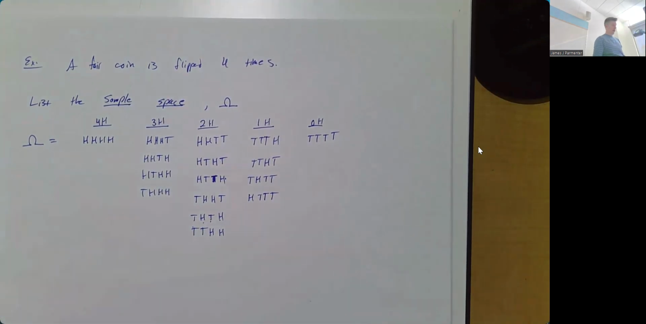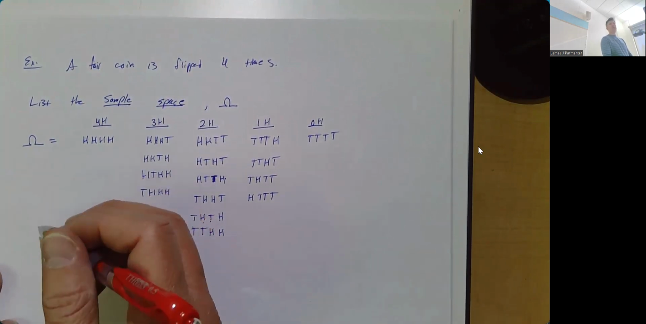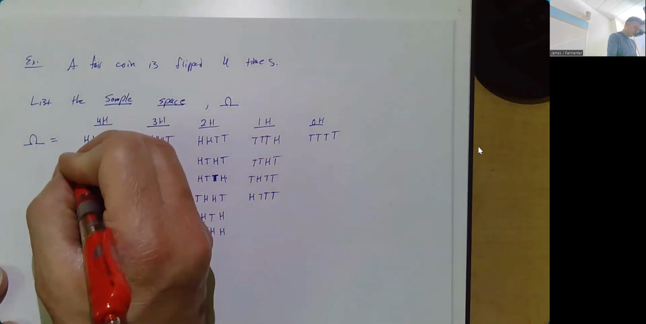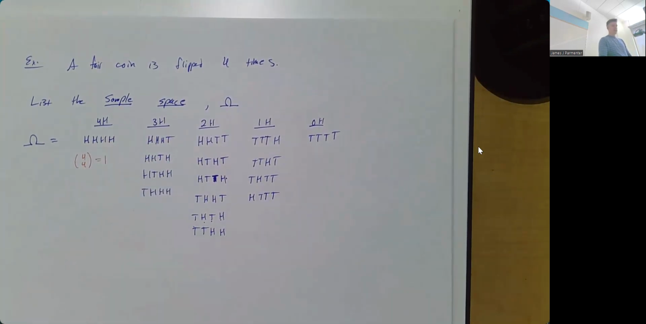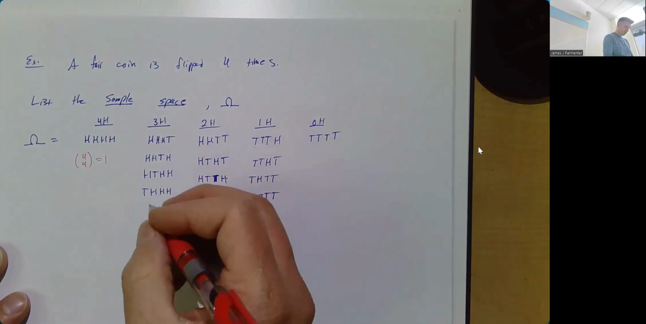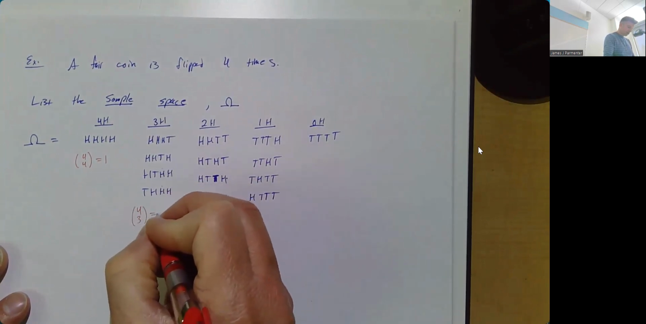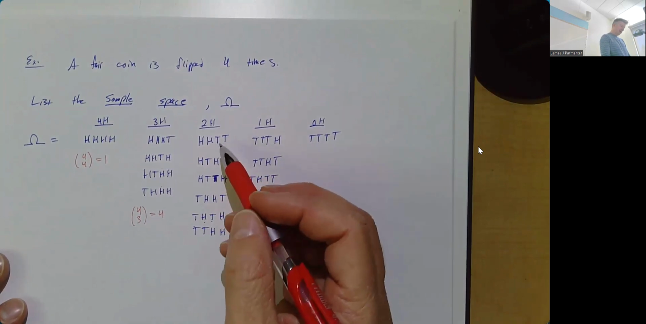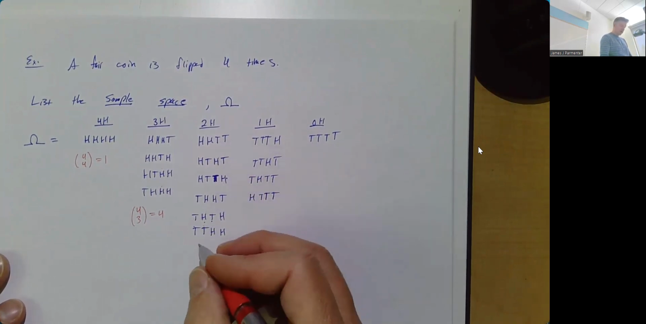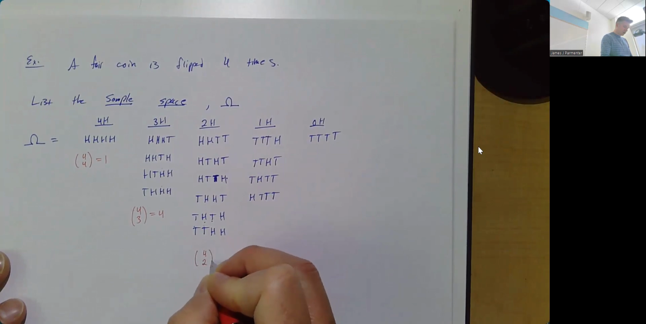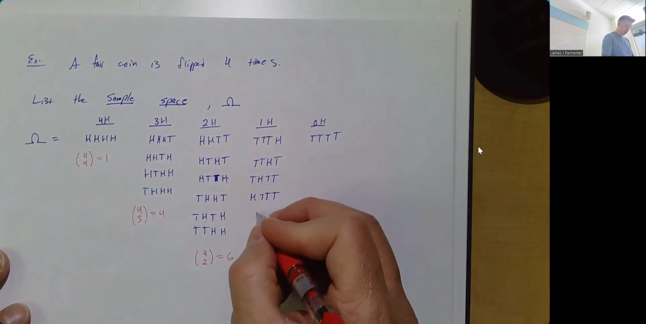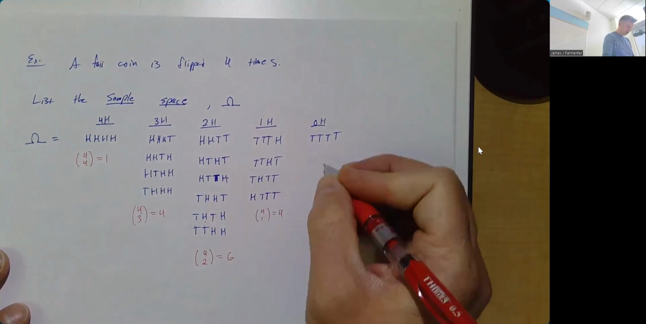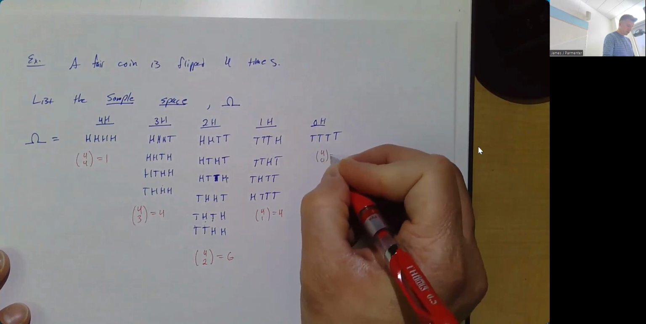Here's what I would like to point out. The number of ways of getting 4 heads. How many ways can I get 4 heads? Just 1, also known as 4 choose 4. How many ways can I get 3 heads? 4, which is 4 choose 3. How many ways can I get 2 heads? 1, 2, 3, 4, 5, 6. And you can verify that 4 choose 2 is equal to 6. And similarly over here, 4 choose 1 is equal to 4. 4 choose 0 is equal to 1.